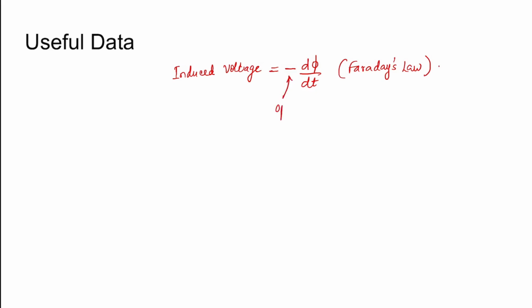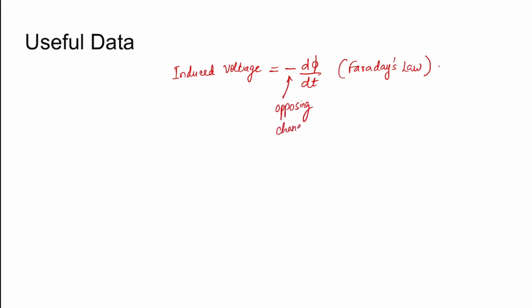So you remember one thing, that induced voltage or EMF is equal to minus d phi by dt as per Faraday's law. So change in flux with respect to time is the voltage induced, and it will be such that it opposes the change in flux.